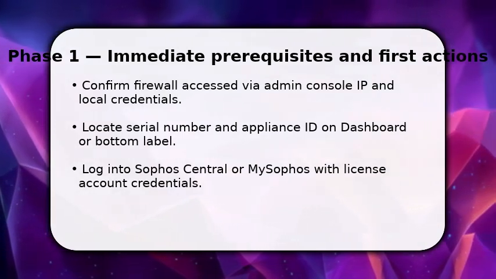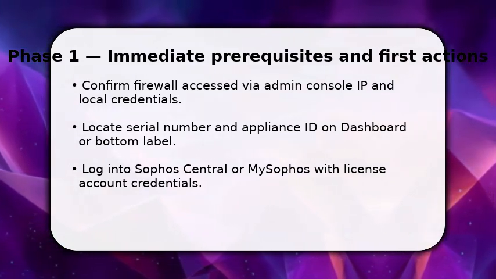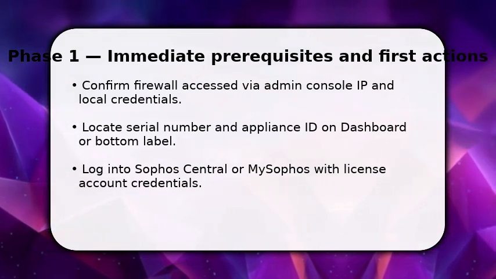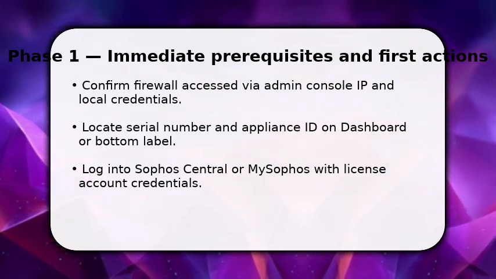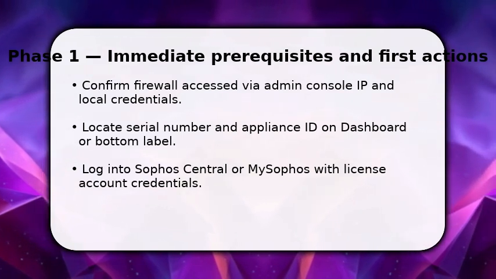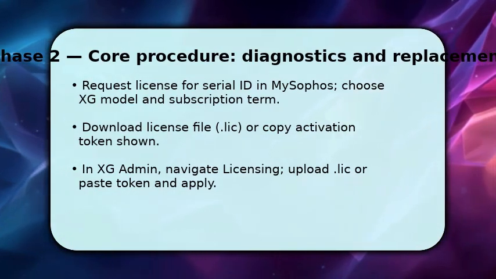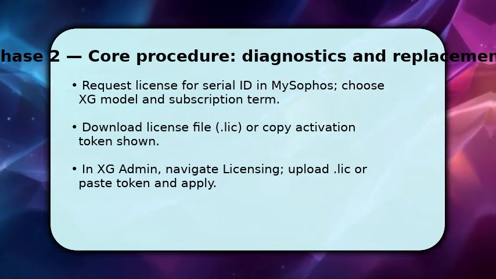Then sign into Sophos Central or My Sophos using the account tied to your license. This links entitlement to hardware. Make sure system time and internet access are correct, because authentication depends on accurate time and connectivity before you request or apply a license. Once the device is registered, go to My Sophos and request the license for that serial number. Select the XG model and correct subscription term.